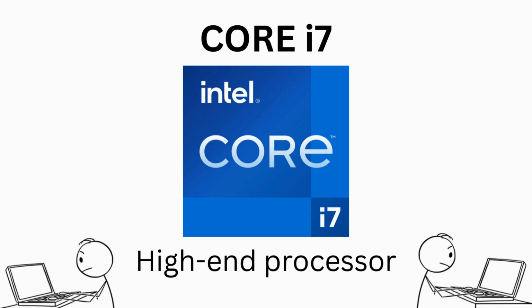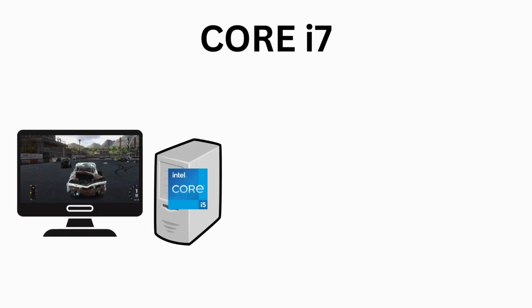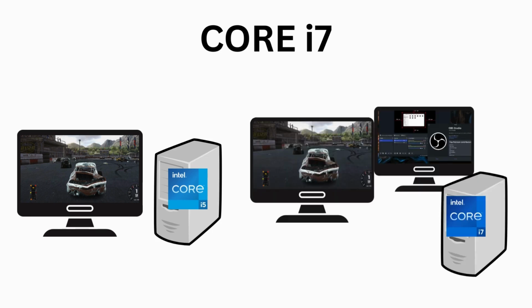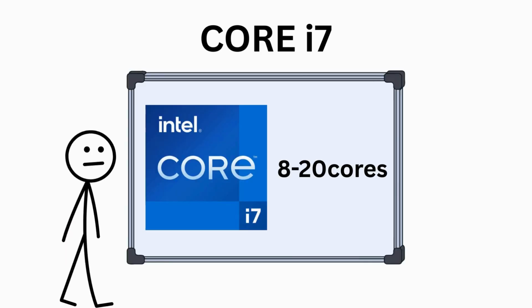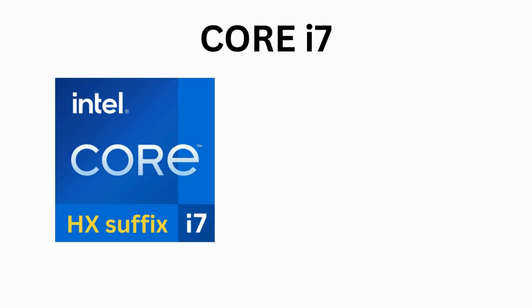Intel Core i7 is a high-performance processor designed for users like content creators who need to run heavy programs while multitasking at the same time. For example, if you can play a game on high settings with a Core i5, with a Core i7, you can play the game on high settings while recording gameplay using OBS Studio, running Discord, and opening multiple Chrome tabs without lag. This level of performance is possible because Core i7 processors have more cores, usually ranging from 8 to 20 cores.